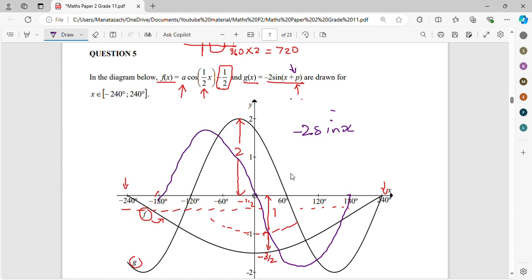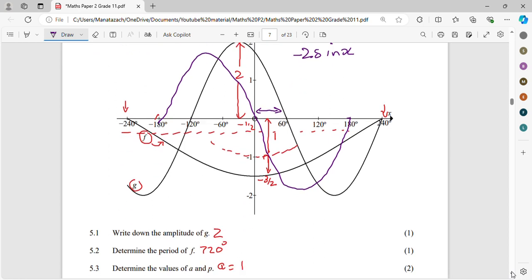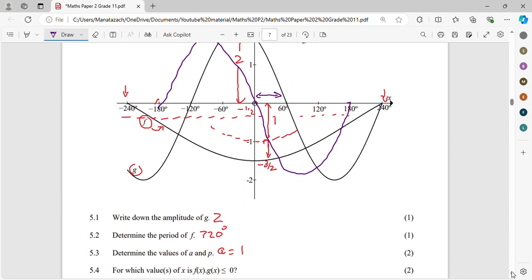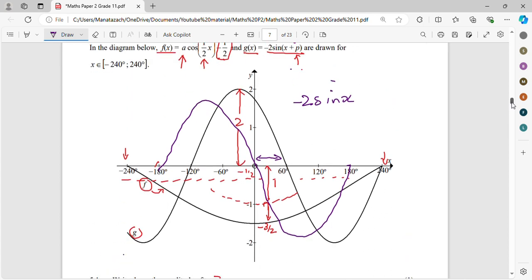So you can see here the normal graph, the one that I've just drawn now, was shifted by 60 degrees to the right hand side. So if you're shifting the graph to the right hand side, that means the value of P is going to be negative. So here you're going to have P is equal to minus 60, because the graph shifted to the right by 60 degrees units.